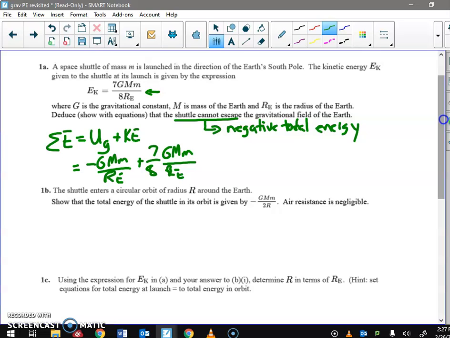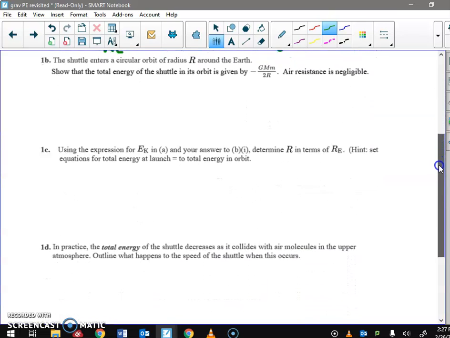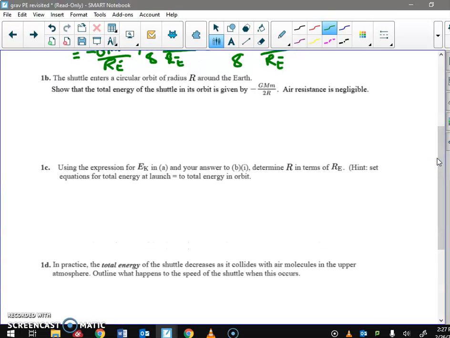When you look at it like this, it turns out to be a pretty simple problem. You just have to understand this is the key. I notice I've got GMm over Re in both terms. This is -1 here, 7/8 there. So that's a -1/8 GMm over Re, and there we can see the negative total energy means that the space shuttle, while it might be able to go into orbit, or go higher than an orbital distance, cannot escape the Earth. If we turn off the rockets, it will eventually come back down or stay in orbit, depending on the trajectory it takes.